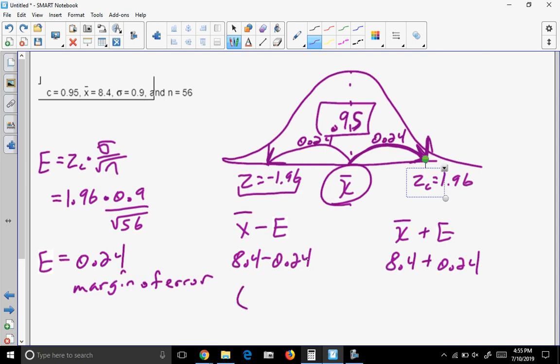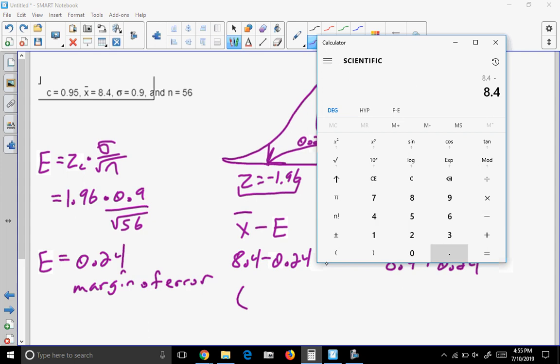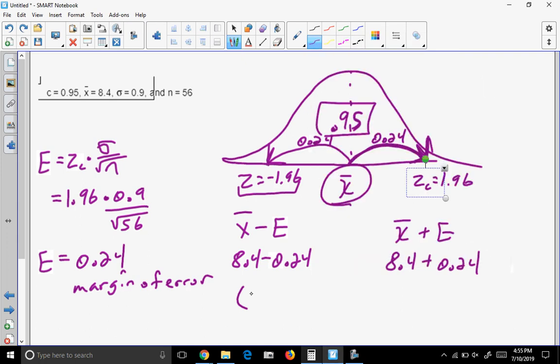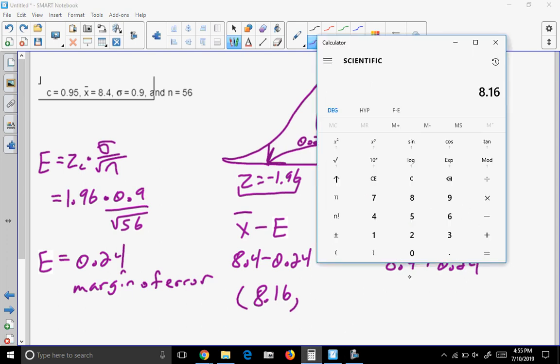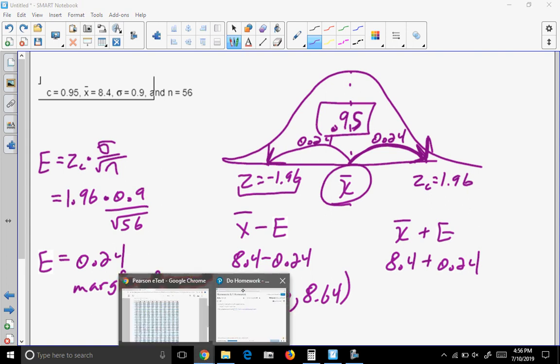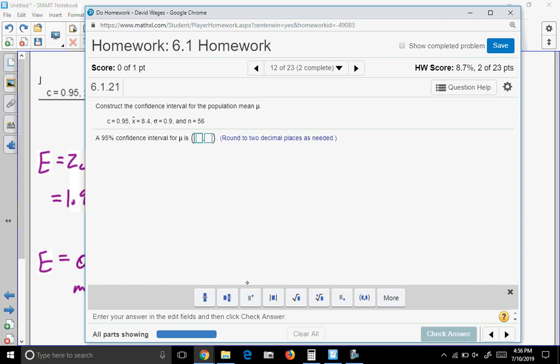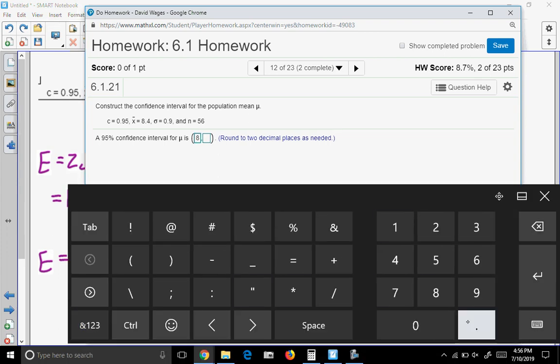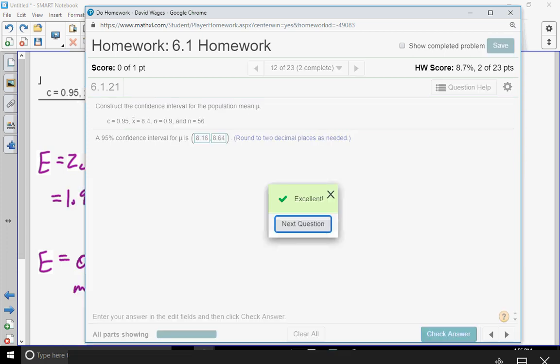So if we do 8.4 minus 0.24, we get 8.16. If we do 8.4 plus 0.24, we get 8.64. So that's our error interval for the 95% confidence level. So let's put that in. 8.16 to 8.64. And that's right.